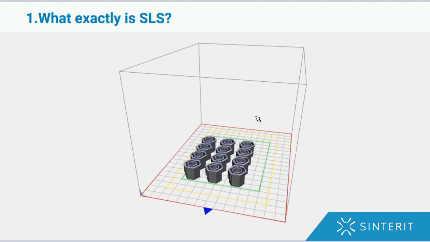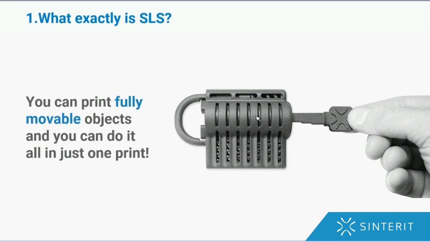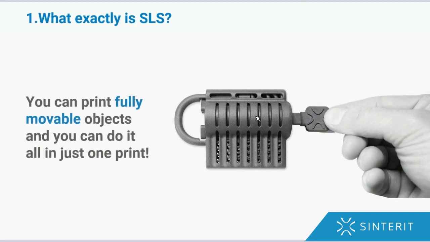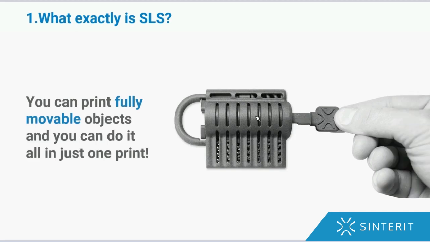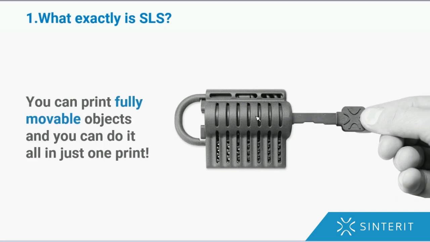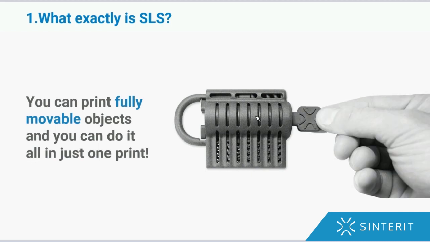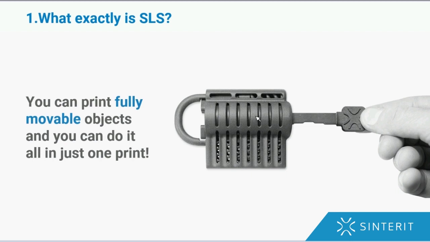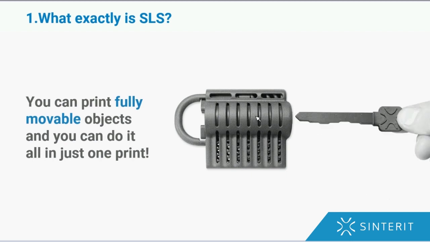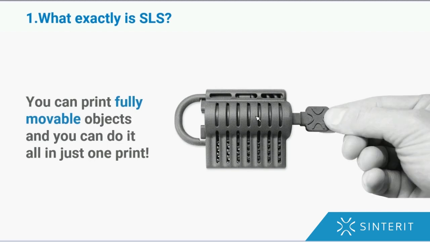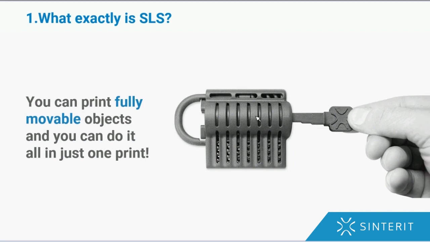But let's get back to the SLS. For example, our printer, the Sinterit Lisa, offers the ability to print in high resolution without losing even the smallest details. The walls printed with Lisa can be as thin as 0.4 millimeters, so in imperial standards that would be 0.016 inches, and that allows you to create really precise models. What's more, Lisa can print complicated figures without any support structures, and that's basically a game changer.